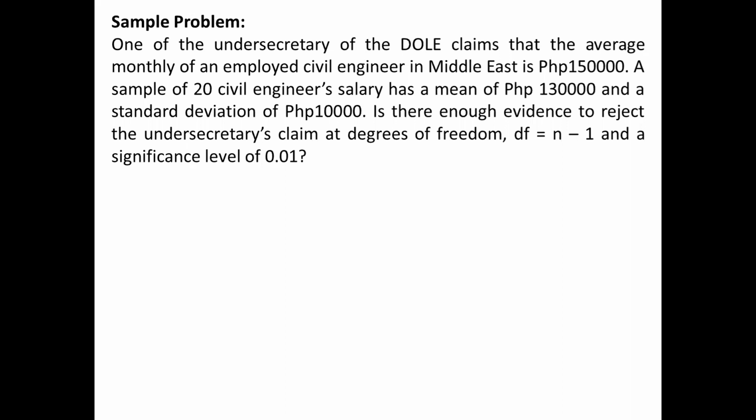So dito may degree of freedom na tayo na n minus 1. Now, how do we calculate for the degree of freedom? You always look at the number of respondents that we have. In this given case, we have 20 civil engineers. So, n is 20. So, degree of freedom natin is n minus 1. So, 20 minus 1 is 19. Importante alam mo ang degree of freedom kasi gagamitin mo yan sa table at saka yung significance level na 0.01. Now, is there enough evidence to reject the undersecretary's claim at degrees of freedom of 19?